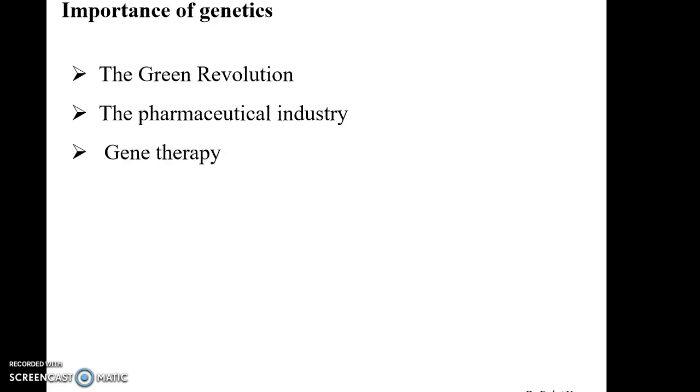The third importance is gene therapy. Genetics plays a very critical role in medicine development. Physicians recognize that many diseases and disorders have a hereditary component, including rare genetic disorders such as sickle cell anemia and Huntington disease, as well as many other common diseases such as asthma, diabetes, and hypertension. These basically have a hereditary component.